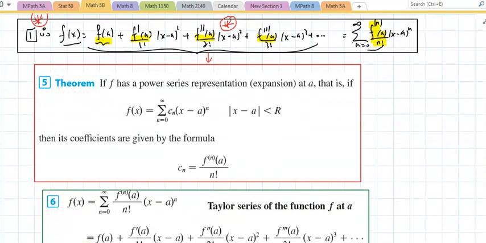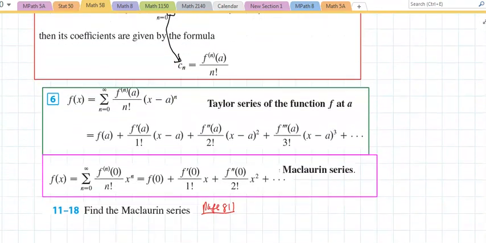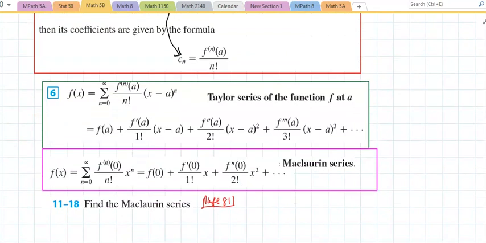So, they put it in an actual theorem. We just derived that formula. Basically, this is what you want to pay attention to in this section. Taylor is the general case. If you want to find a general function centered at a, it's f of a plus f prime of a over 1 factorial times (x minus a) to the 1, plus the second derivative divided by 2 factorial times (x minus a) to the second power.